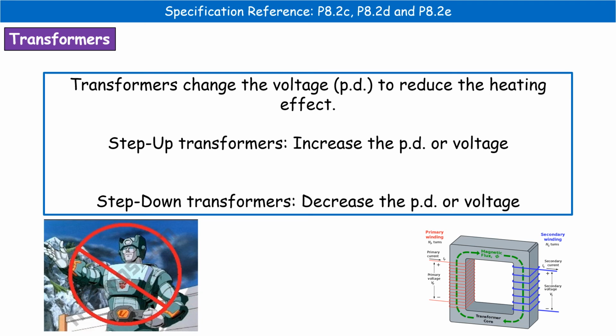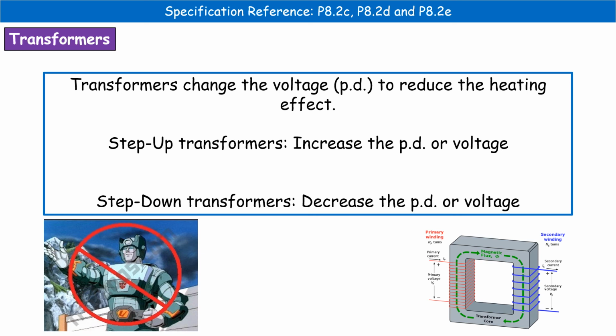When we are talking about these transformers, they are going to change the voltage or the potential difference with the main purpose of reducing the heating effect in the wires it's travelling through. So we've got the step-up transformers that are going to increase the potential difference or increase the voltage, and the way that they work is having more turns on the secondary coil than the primary coil. That means that we have a much higher potential difference and therefore a lower heating effect on the wires.